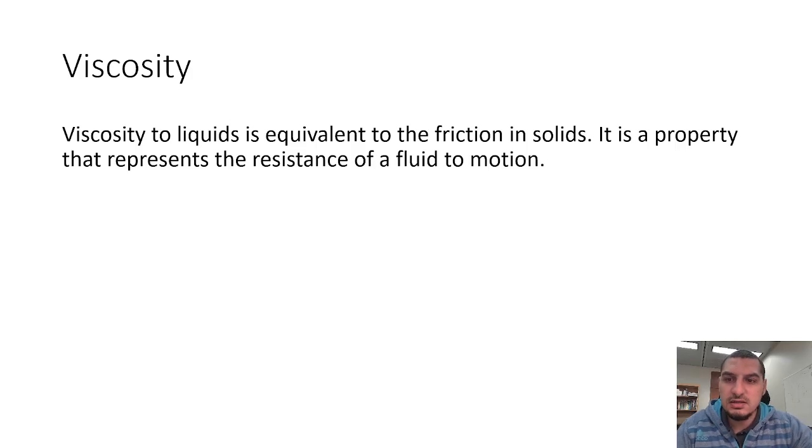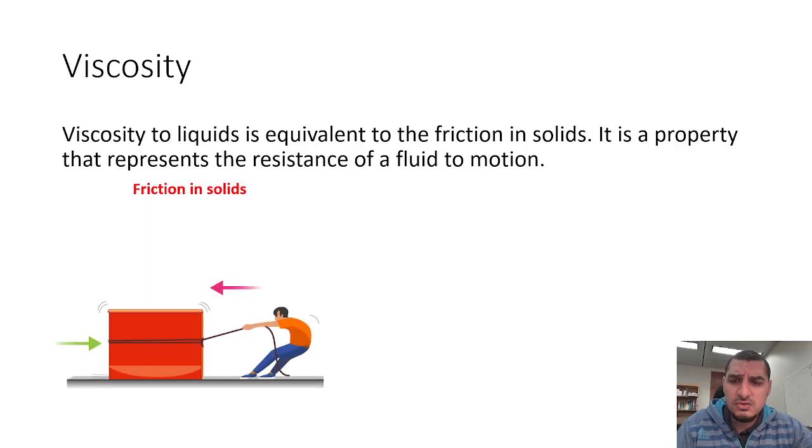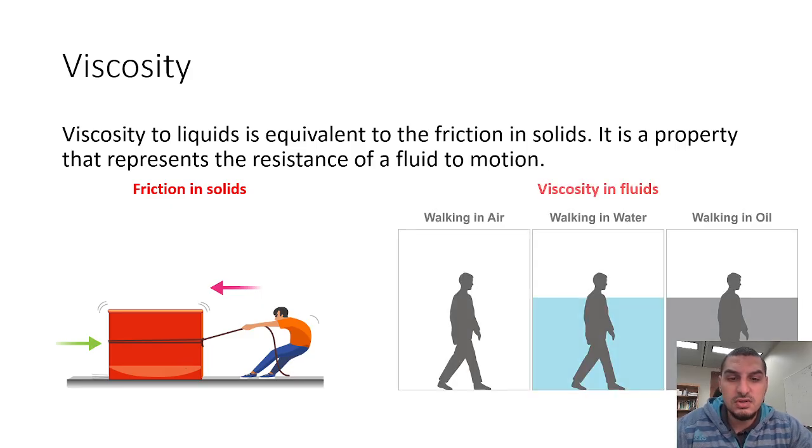So viscosity is, from a conceptual point of view, equivalent to the friction when it comes to solids. It's going to be equivalent to this in liquids. So it represents how much resistance the fluid is doing to the motion. So, for example, if you consider a case of a solid that is being pulled or pushed, the friction between this surface and the body is what resists the motion of the body. The same thing for fluids.